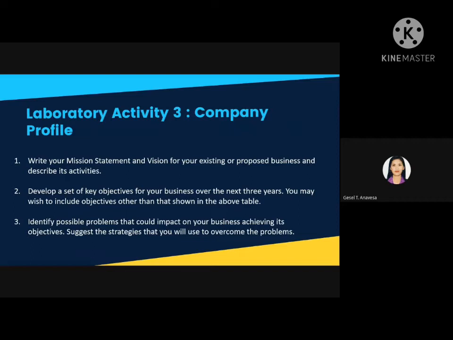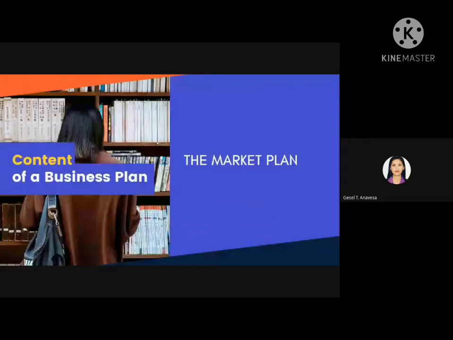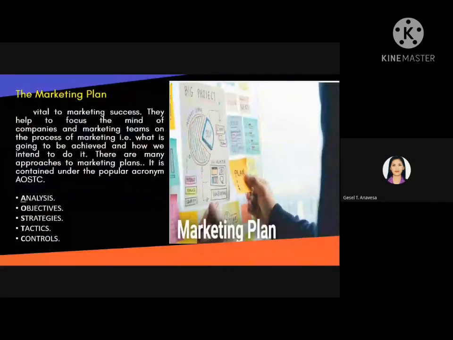Okay? Now let's proceed to your lab activity 4, the marketing plan. Okay. So, marketing plan, it is vital to marketing success. So, they help to focus the mind of the companies and marketing teams on the process of marketing. So, what is going to be achieved and how you intend to do it. So, there are many approaches to marketing plans. It is contained under the popular acronym AOSTC. Okay, so A for analysis, O for objectives, S for strategies, T for tactics, and C for controls.